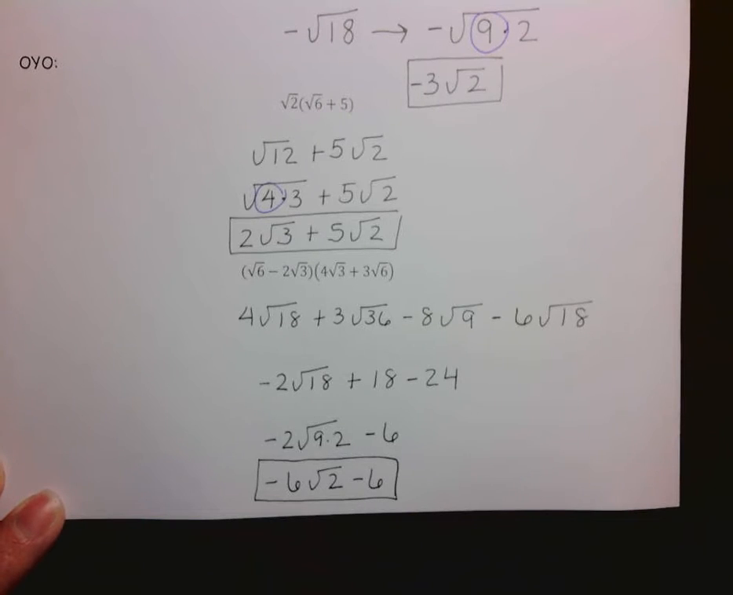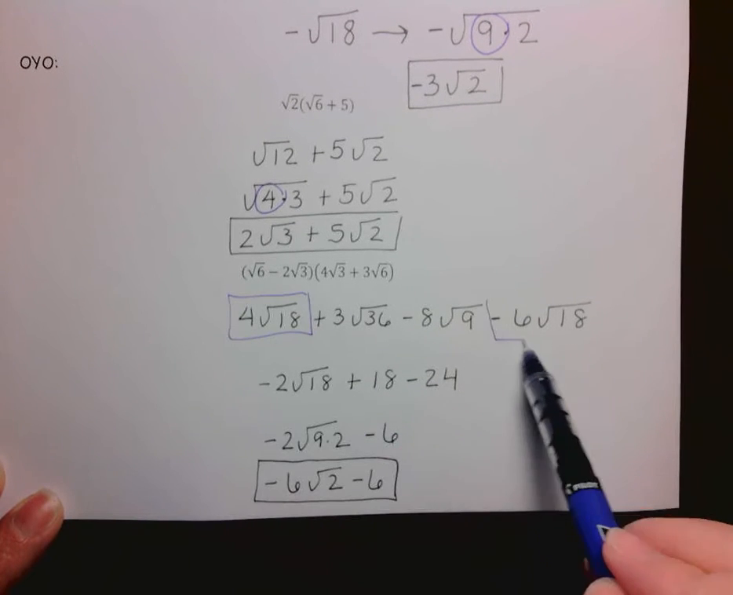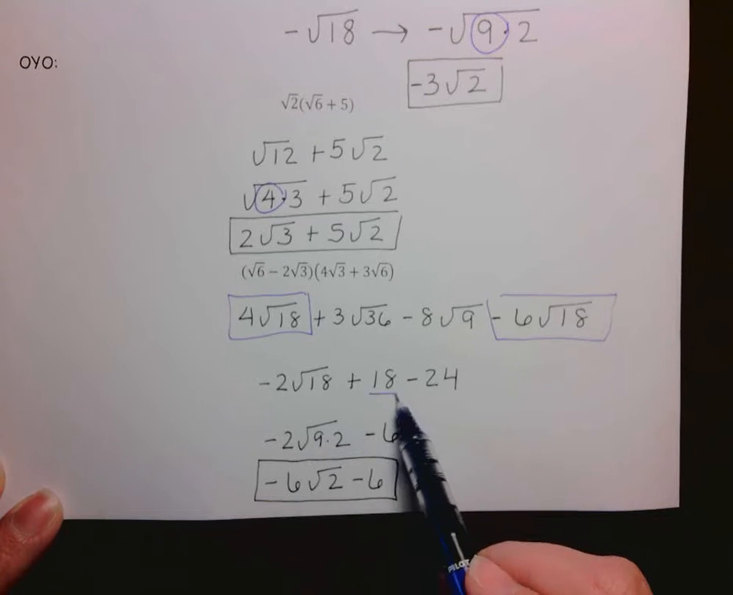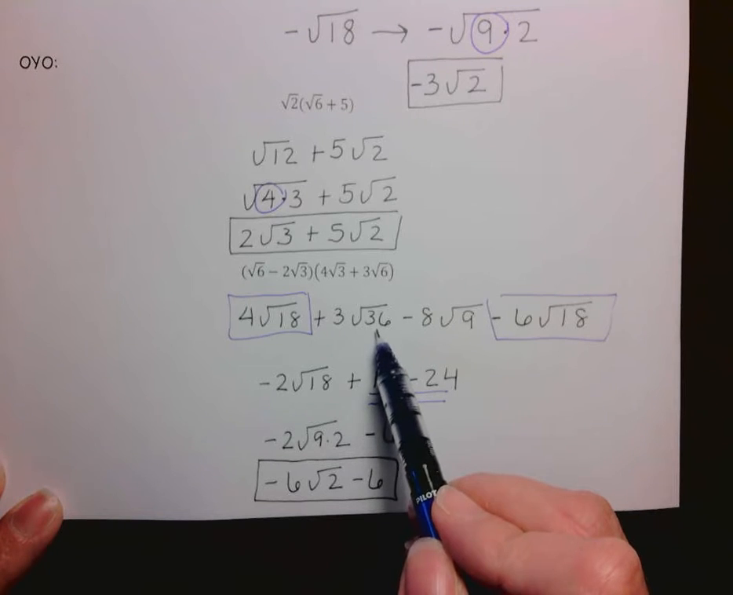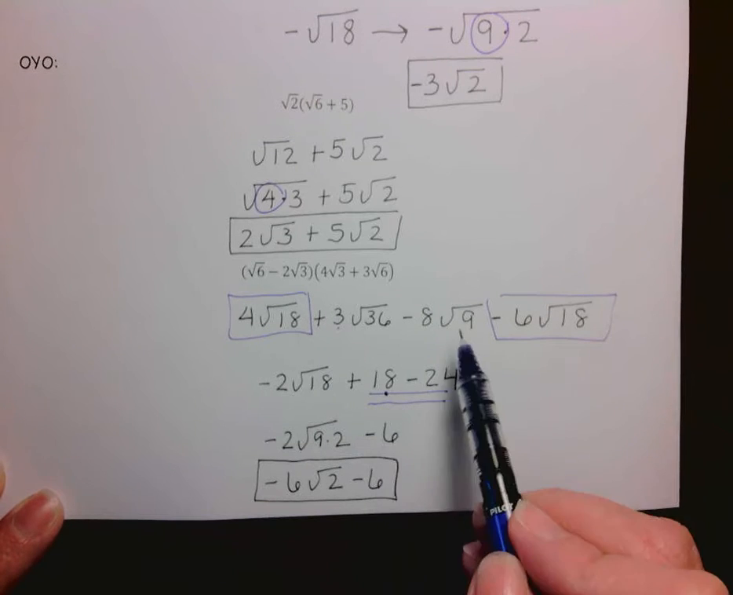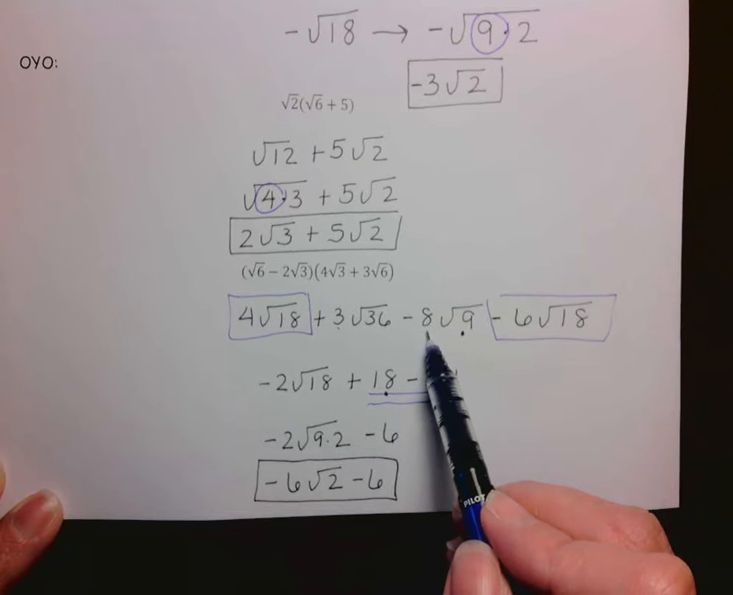And here's the answers. I want to make sure that you understand where I got 18 and negative 24 from. Well, first of all, these I combined, and I got negative 2 times the square root of 18, which I then simplified down even further. But I want to make sure you understand where I got this from. The square root of 36 is 6 times 3 is 18. The square root of 9 is 3 times negative 8 is negative 24.